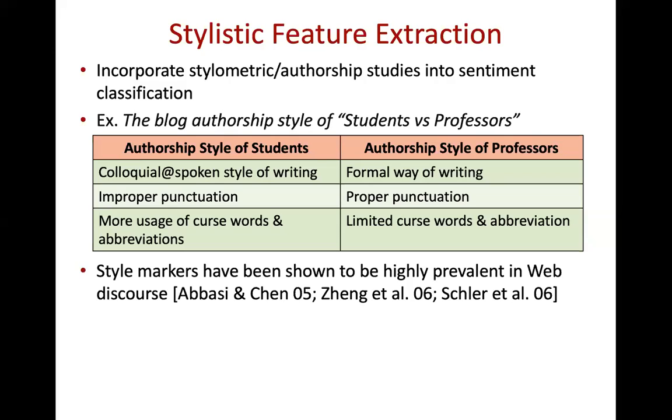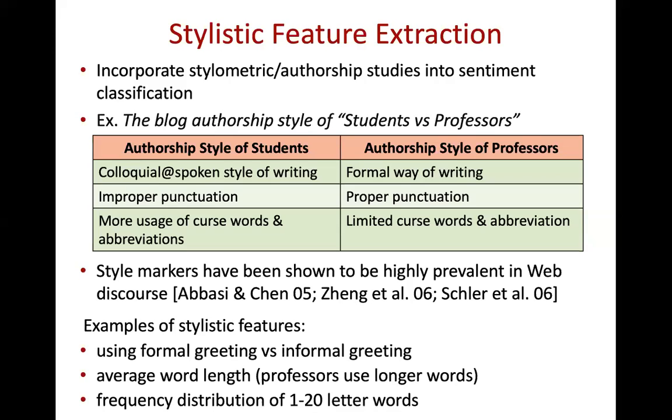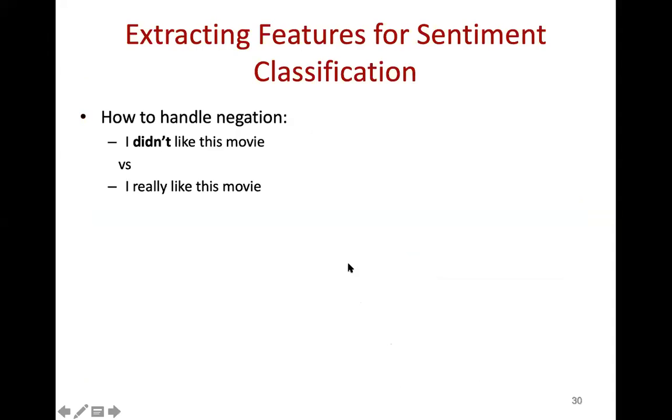Based on that, you can split the sentences that you want to classify into different buckets, and therefore classify them differently and increase your accuracy. Examples of stylistic features can be formal greeting versus informal greeting, average word length, frequency distribution, frequency of use of punctuation, and many other things. All these stylistic features can also be incorporated inside your algorithms to do a better job.